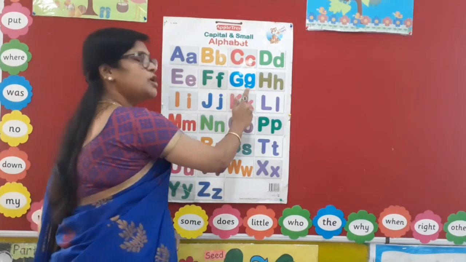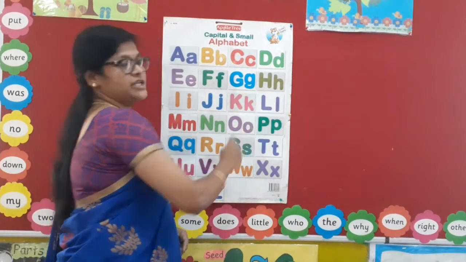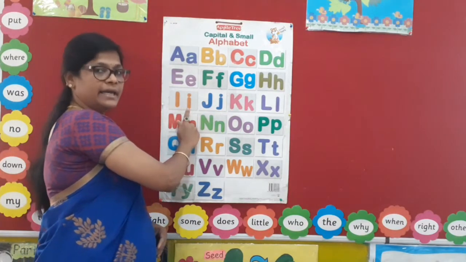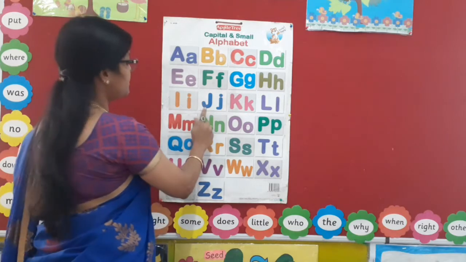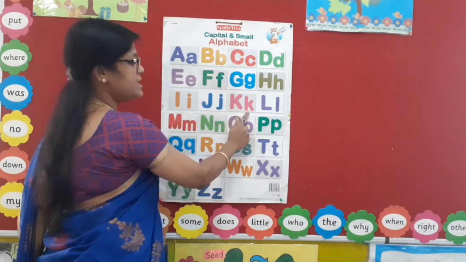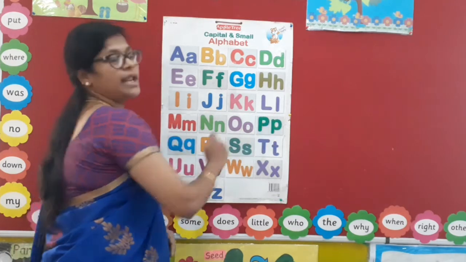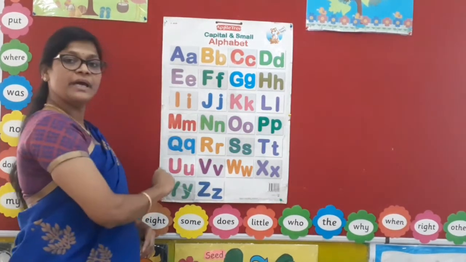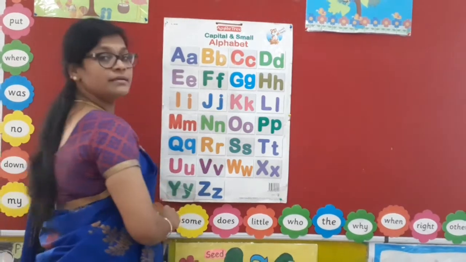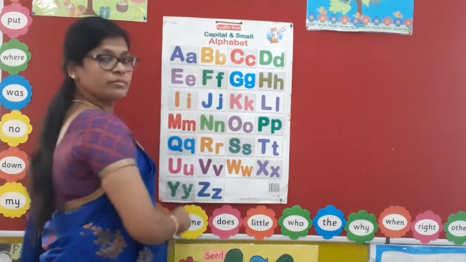Capital G. Small g. H. Capital H. Small h. I. Capital I. Small i. J. Capital J. Small j. K. Capital K. Small k. L. Capital L. Small l. M. Capital M. Small m. N. Capital N. Small n. O.